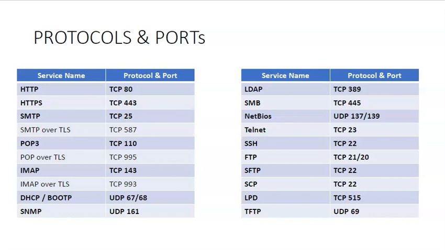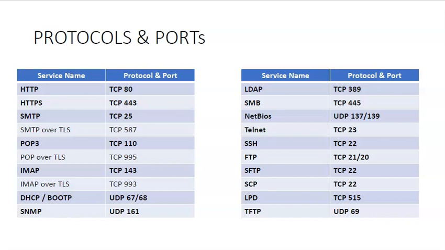Then we have IMAP. IMAP uses TCP port number 143. IMAP is the Internet Message Access Protocol for active mail fetching. When we implement TLS with IMAP, then it will work on the default port number 993.